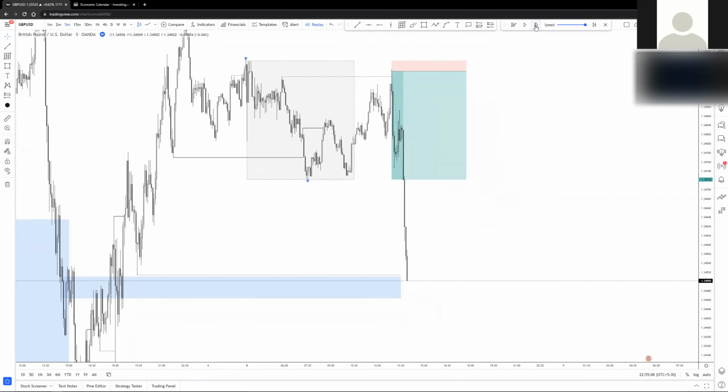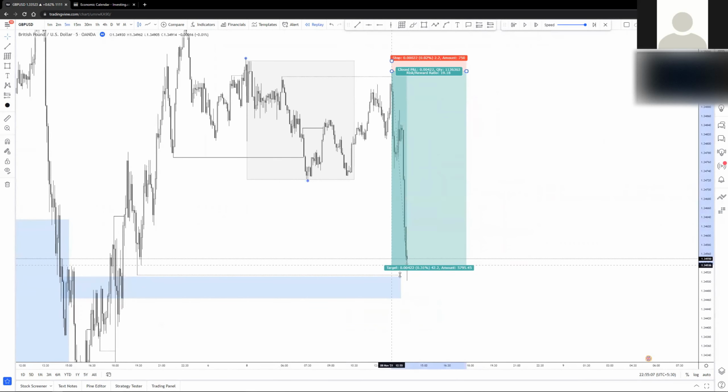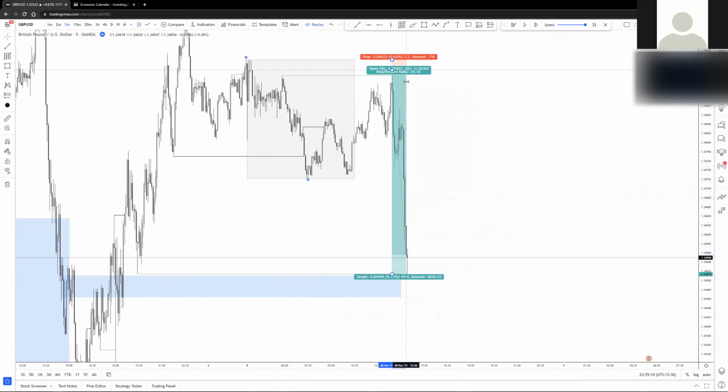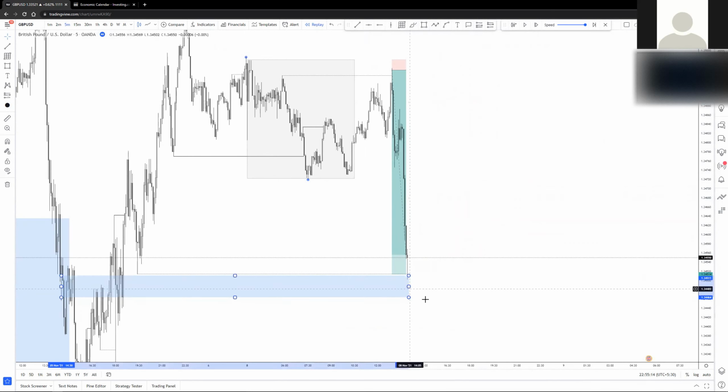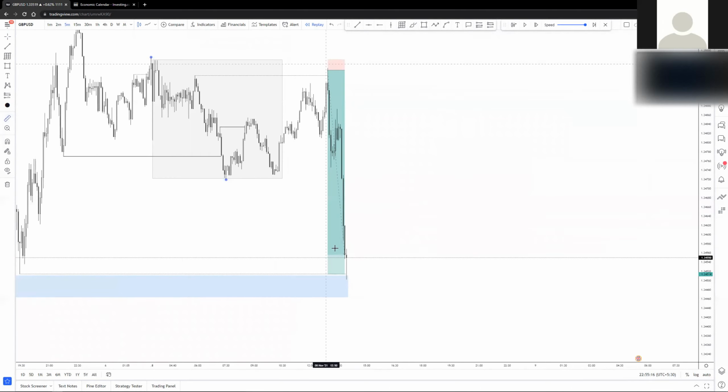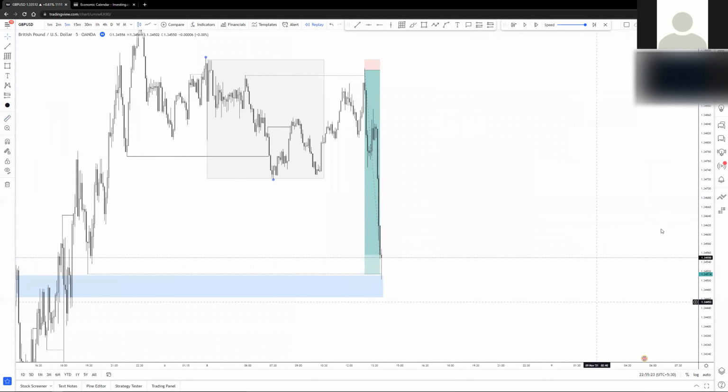You don't want to catch a falling knife. Who would want to do this? Same setup once again, showing people that London is going to be bearish. Because who would want to buy this thing when it's coming down with this high momentum? 40 pips in less than 1 hour. Then what are we going to do?